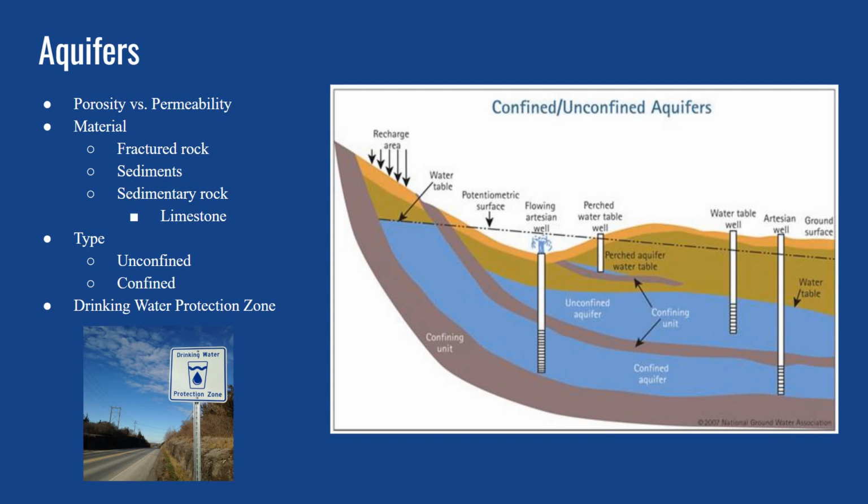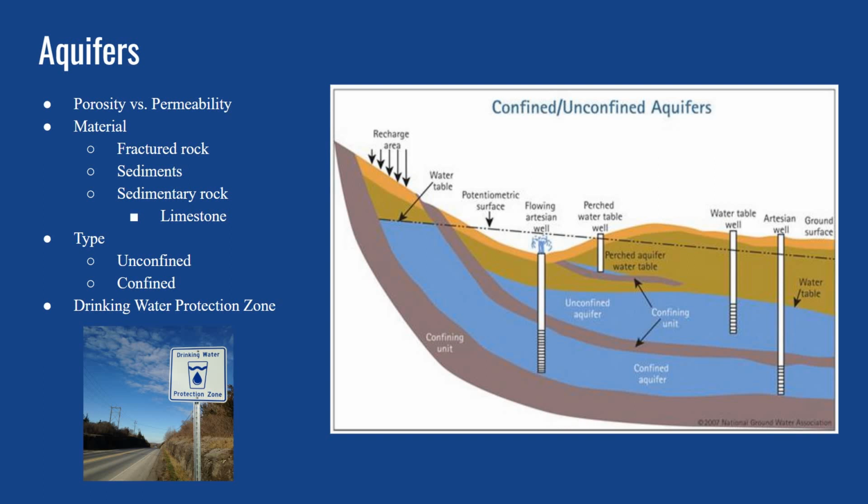For an aquifer to be a good aquifer, it must be both porous and permeable. Porosity describes the amount of void space, amount of air in the rock relative to the amount of rock itself. And permeability describes the ability of water to flow between these void spaces or pores.